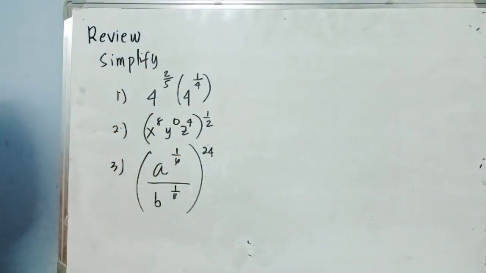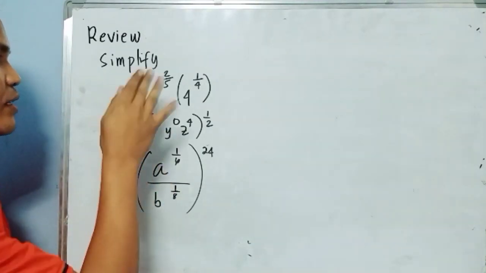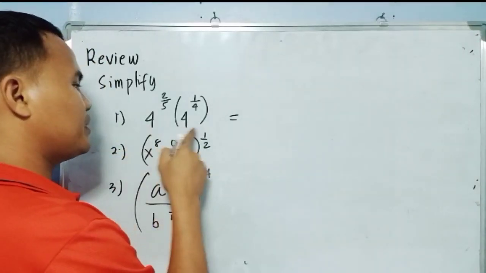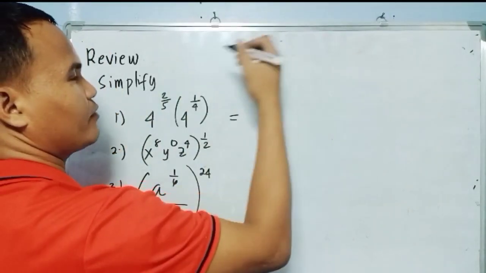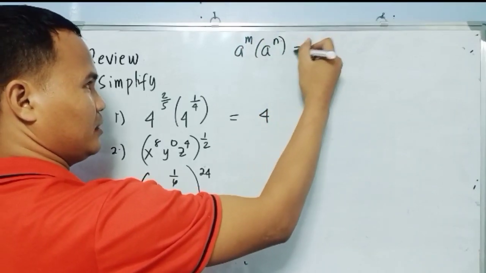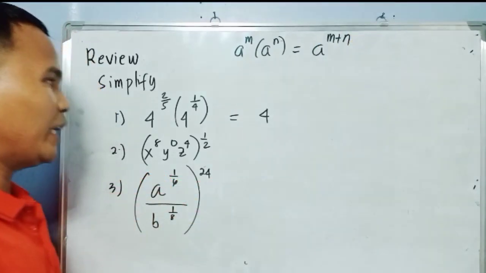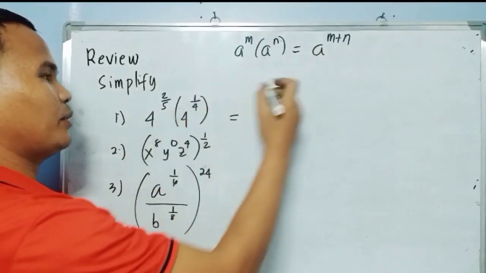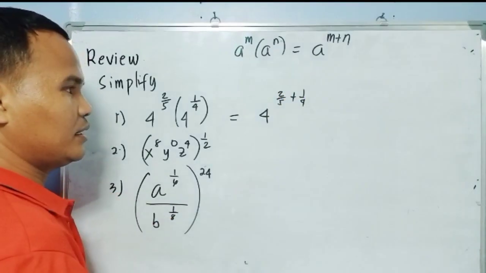So we have here, simplify. Number 1: 4 raised to the power of 2/5 times 4 raised to the power of 1/4. Let's see how we're going to solve this one. The base is 4. If we have the same base, from the law of exponents, a raised to the power of m times a raised to the power of n becomes a raised to m plus n. So we are going to add the exponents if we have the same base 4. So we have 2/5 plus 1/4.